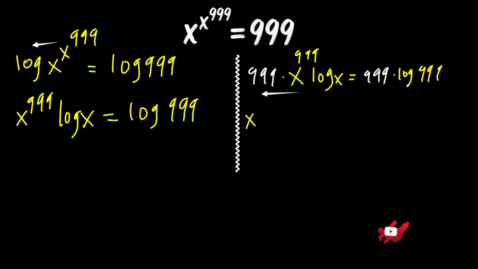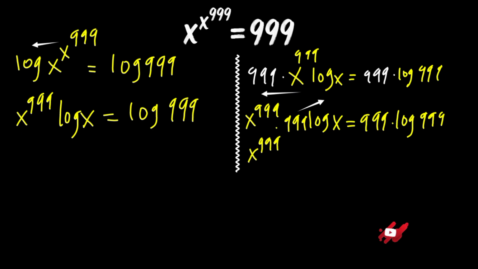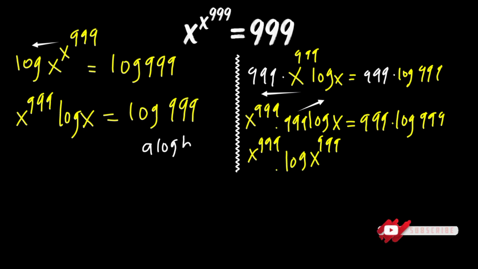So we can just rewrite as x to the power of 999 then times 999 log x, and that equals 999 times log of 999. So according to the law of logarithm, we can take this power up, and then we have x to the power of 999 times log of x all to the power of 999. That's according to the law of logarithm, which states that a log b is the same thing as log b to the power of a.